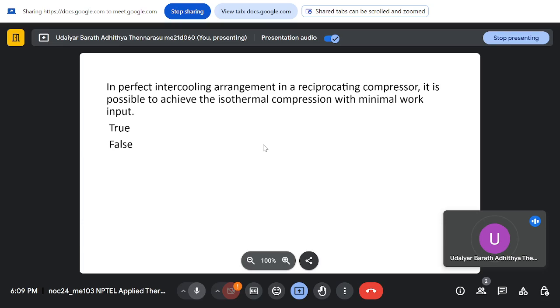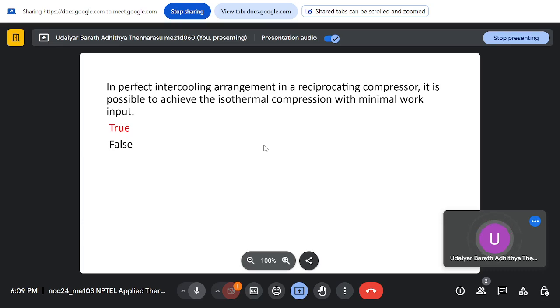So next is, in a perfect intercooling arrangement in a reciprocating compressor, it is possible to achieve isothermal compression with minimal work input. I am saying you can achieve isothermal compression by doing a perfect intercooling, which we have already seen. Isothermal will give you the minimal work. So the answer is true.